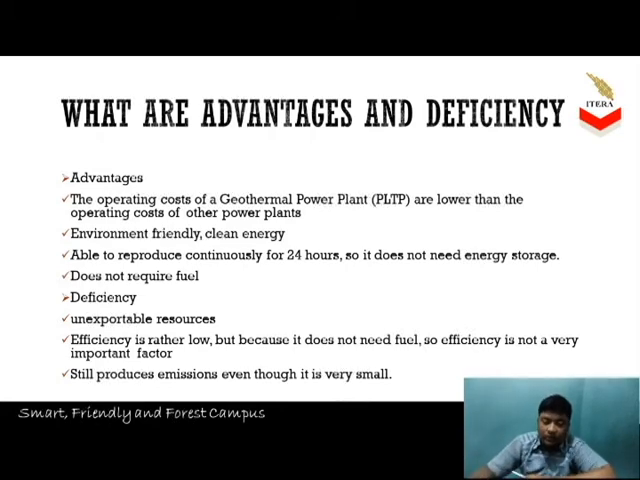The deficiencies: first, unexportable resource. Second, efficiency is rather low, but because it does not need fuel, efficiency is not a very important factor. Third, still produces emissions even though it's very small.